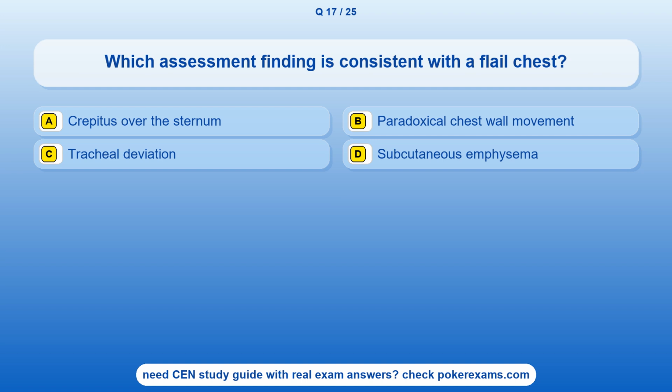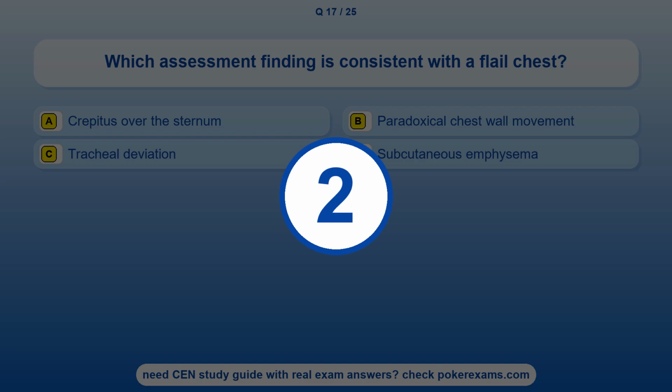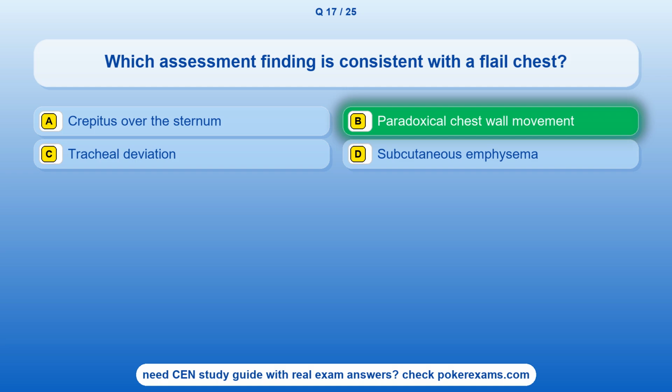Question 17. Which assessment finding is consistent with a flail chest? Option A. Crepitus over the sternum. Option B. Paradoxical chest wall movement. Option C. Tracheal deviation. Option D. Subcutaneous emphysema. The correct answer is option B. Paradoxical chest wall movement. Question 18.